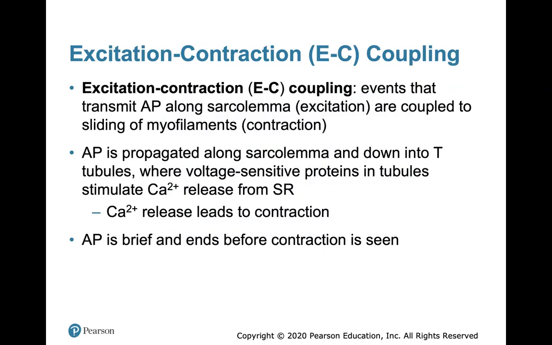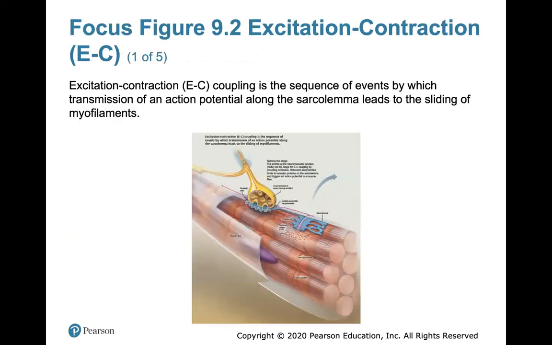Excitation-contraction coupling is all the events that transmit the action potential along the sarcolemma and that are coupled to the sliding of the myofilaments. So we call it excitation-contraction. The action potential will be propagated along the sarcolemma and down into the T tubules, where voltage sensitive proteins in the T tubules will stimulate calcium release from the sarcoplasmic reticulum. The sarcoplasmic reticulum will release calcium, which will be important for muscle contraction. The action potential is extremely brief and it will actually end before the contraction is seen.